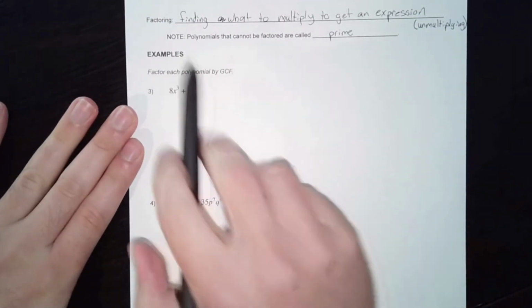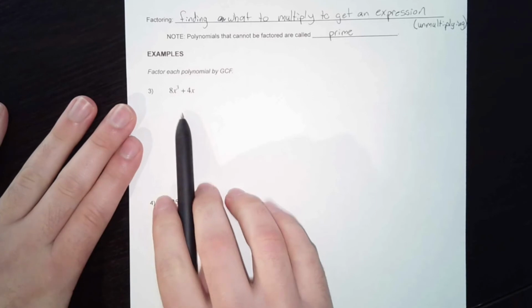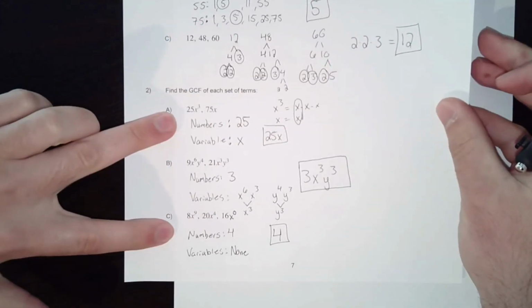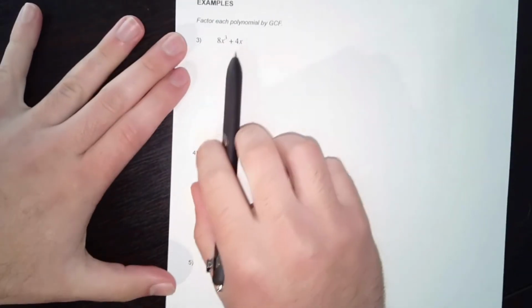So I'm trying to factor each polynomial using a GCF. Before I even get into actually trying to factor this, I'm going to try and find my GCF first. And what I'm finding is the GCF between the terms. So the same thing that we were doing in example 2, just separated with commas, is now separated with a plus. And so I'm going to use that as my GCF.